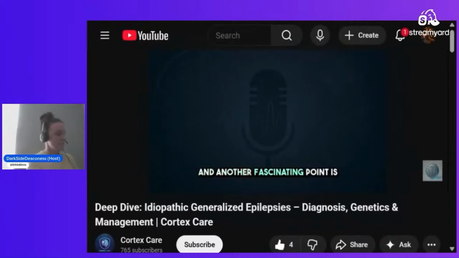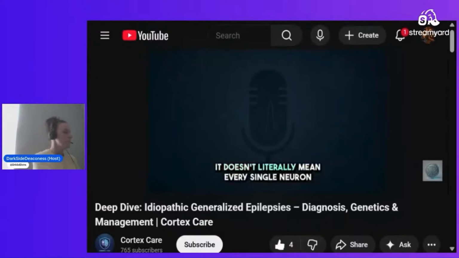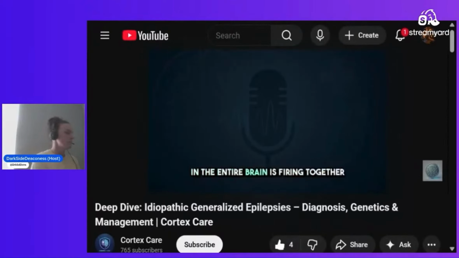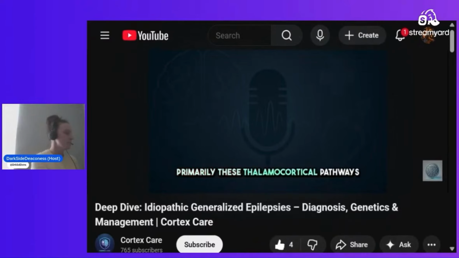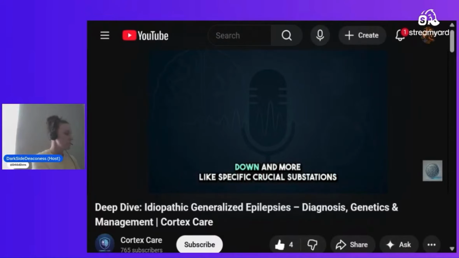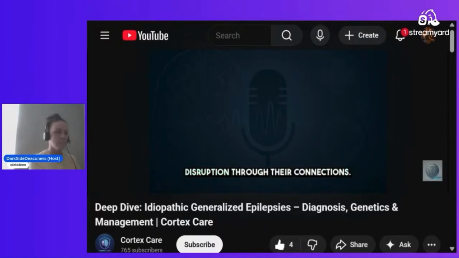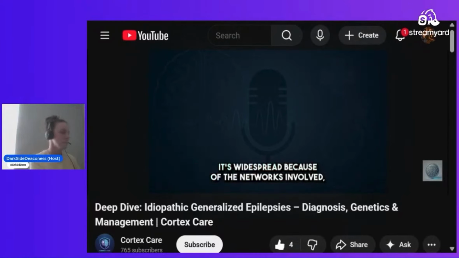Definitely. And another fascinating point is about the term generalized. It can be a bit misleading. How so? It doesn't literally mean every single neuron in the entire brain is firing together perfectly in sync during these events. Okay. So it's not like the whole brain just goes haywire uniformly. Not quite. It seems to be more about specific circuits, primarily these thalamocortical pathways, becoming hypersynchronized, while other networks might be relatively okay. Think of it less like the entire power grid going down, and more like specific crucial substations malfunctioning and causing widespread disruption through their connections. That's a much clearer picture. It's widespread because of the networks involved, not because every cell is doing the same thing.